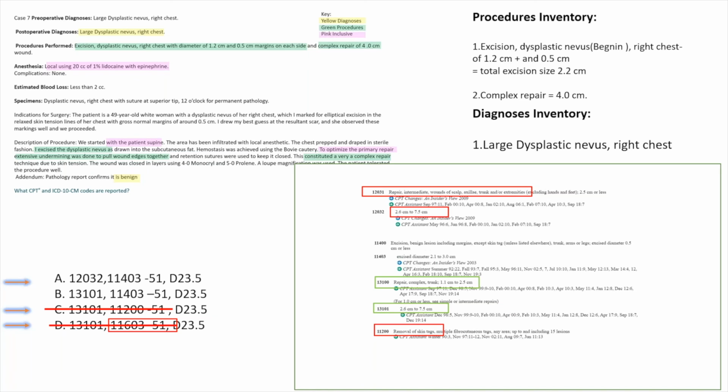Let's look at the second code, 11403. 11403 is coding for excision of benign lesion, including margin, except skin tags, trunk, arms, or legs, with excised diameter 2.1 to 3.0 centimeter. We had a total excision size of around 2.2 centimeter. So 11403 exactly matches the procedure inventory. If you have got this CPT correct, you are on the right path. The correct answer will be 13101, 11403 51 modifier, D23.5. I know there might be some confusion in this scenario because the slides were all over.